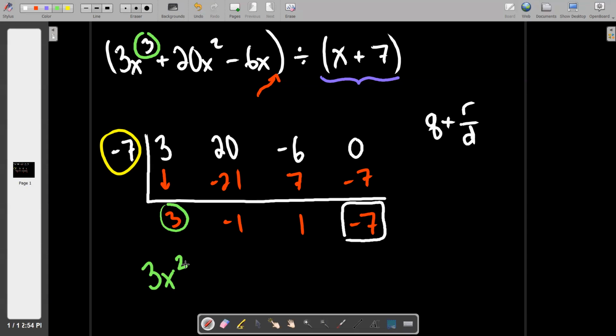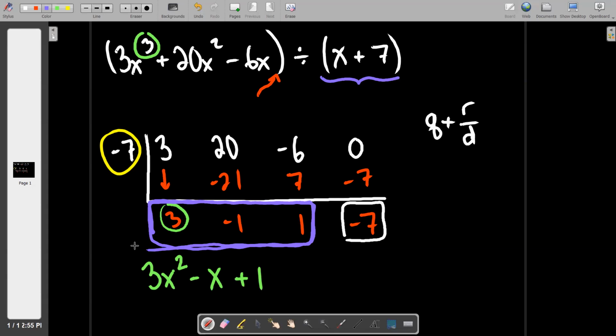Remember. And then what's the next number in order? -1x, good, good. And then what goes after that? +1. So these 3 numbers in this purple box right here, the numbers in the purple box are where your answer comes from. That's called the quotient. So that's the polynomial that you build as your quotient.